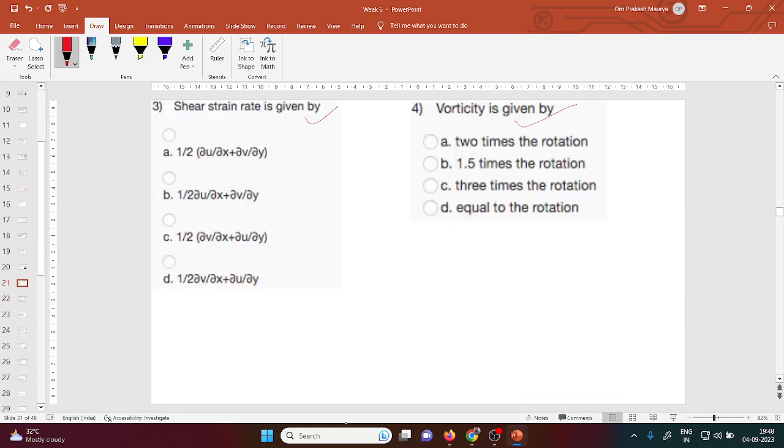You all know the shear strain. There is strain and shear strain. Shear strain is a similar thing: half of the change in velocity in the x direction and the y direction. The only difference, if you compare with the rotation equation, is the plus in between. In the case of rotation there is a minus, and in the case of shear strain it is a plus. So which option is correct? Del v by del x plus del u by del y. Option C is correct for this.